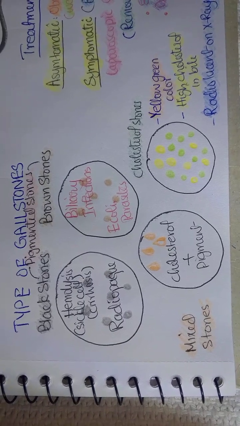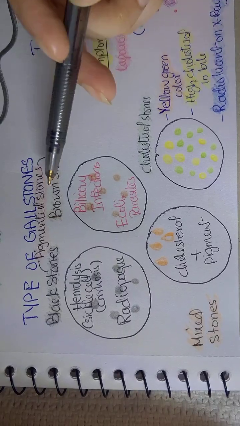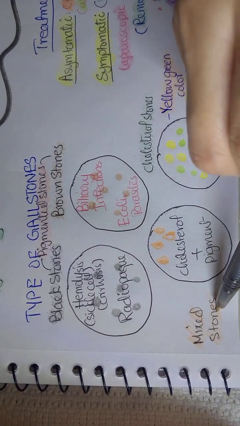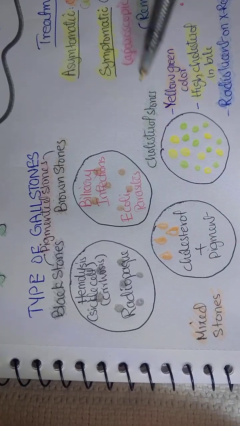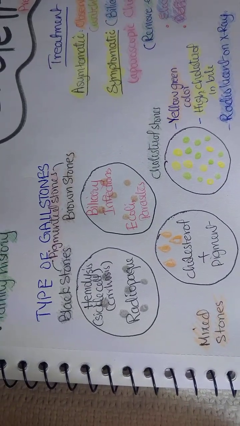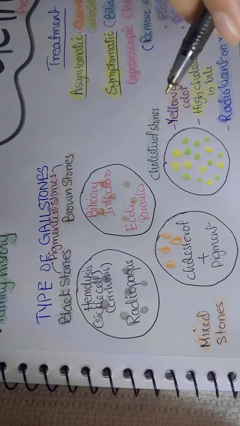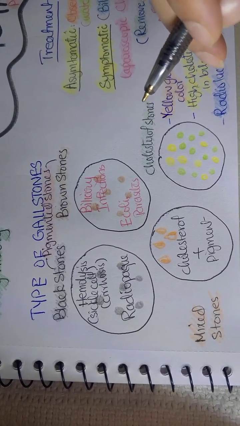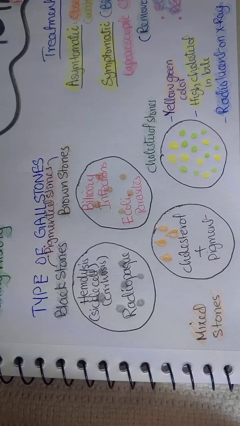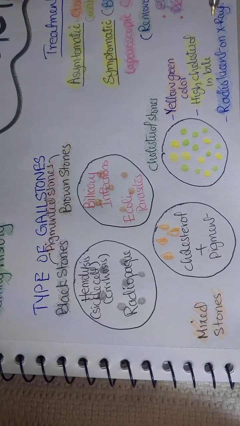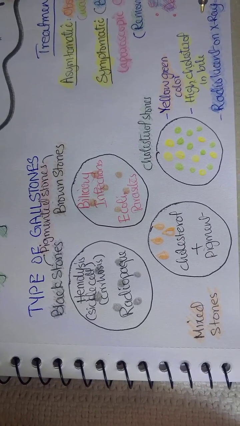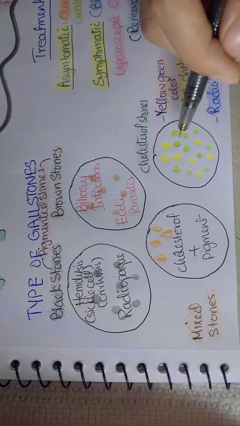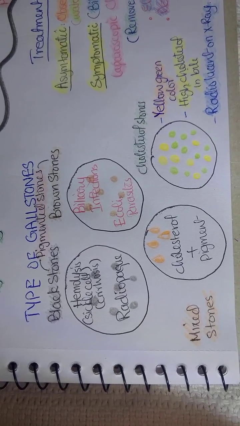So there are 3 types of gallstones: pigmented stones, mixed stones, and cholesterol stones. The most common is cholesterol stones, about 80%. These form when bile has too much cholesterol, and they are usually yellow and green. So you can observe yellow and green gallstones.